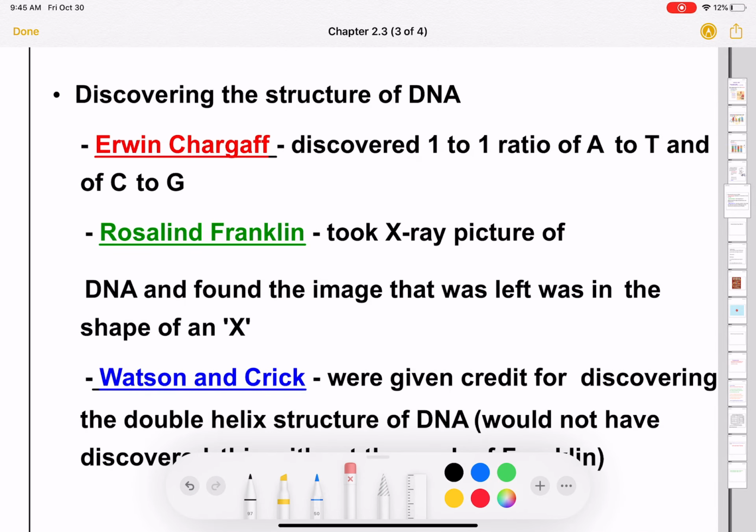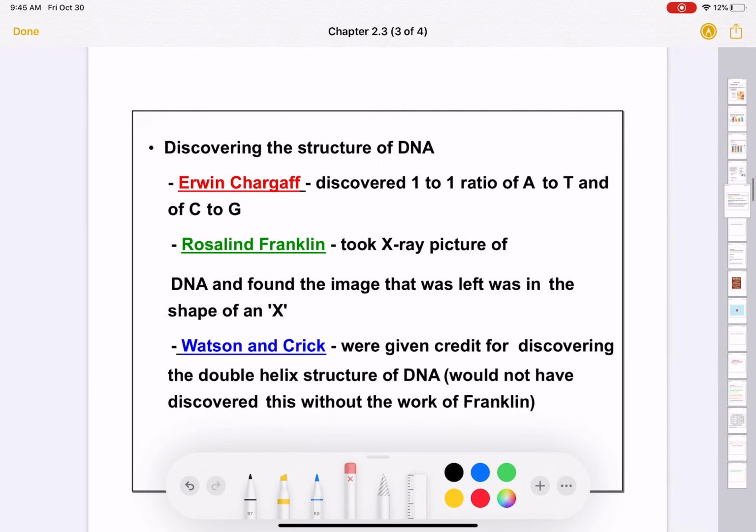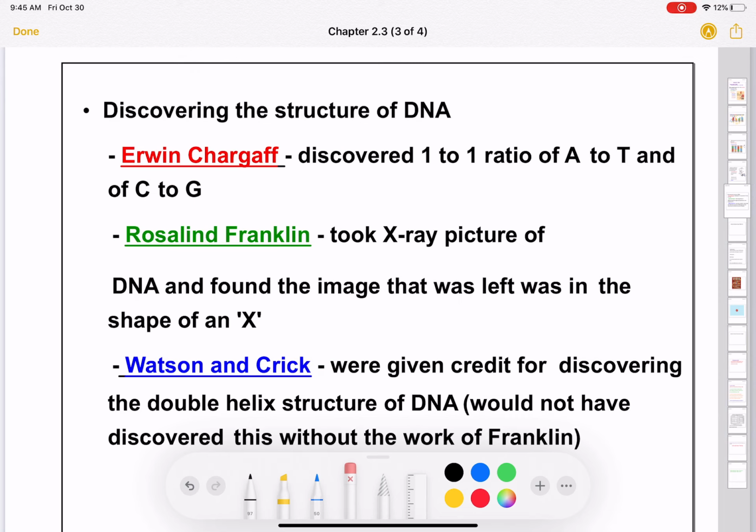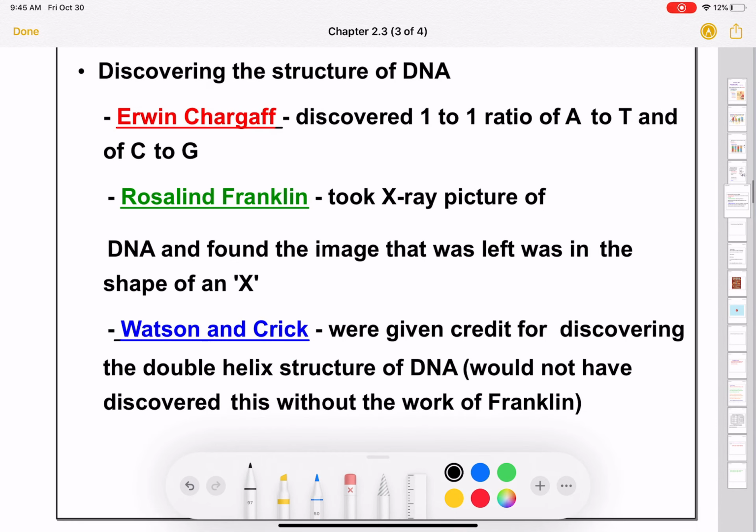So who discovered the structure of DNA? Well, a couple people found out some things, but really Watson and Crick were the ones that discovered the structure. But it was due to the studies of Chargaff and Franklin, who made them be able to come up with the structure. So it says, Chargaff discovered the 1-to-1 ratio that A's bond to T's and G's bond to C's. That was super important to know.